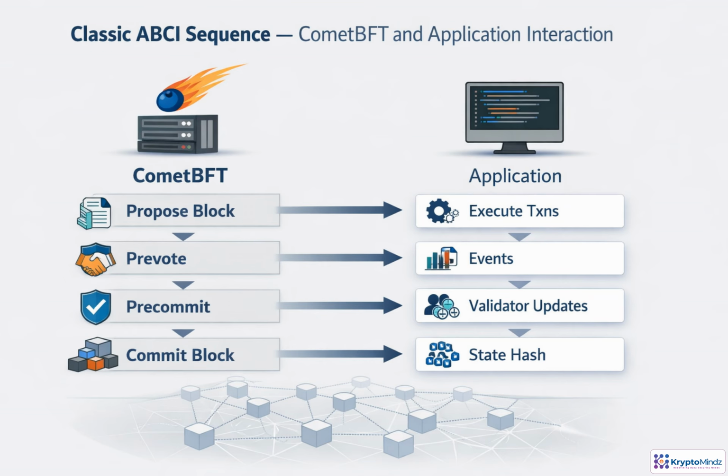Classic ABCI creates a disciplined back and forth. CometBFT owns the block lifecycle. It proposes, votes, finalizes, and commits a block. The application does not choose the block contents. It executes what consensus has selected. For each transaction, it returns results and events, followed by any validator changes and the new state hash. Because every honest node runs the same sequence, safety depends on the application being fully deterministic.